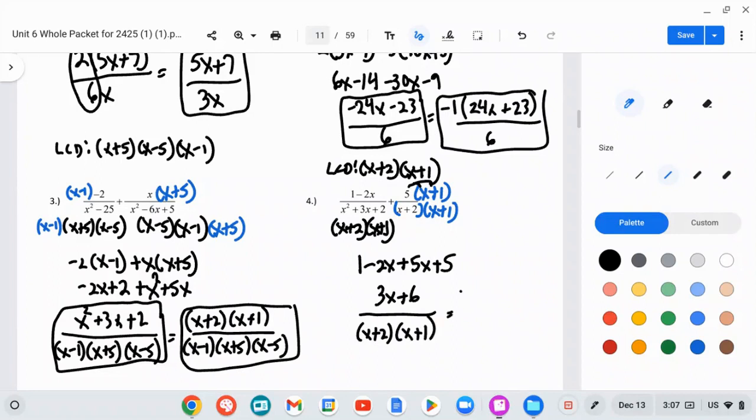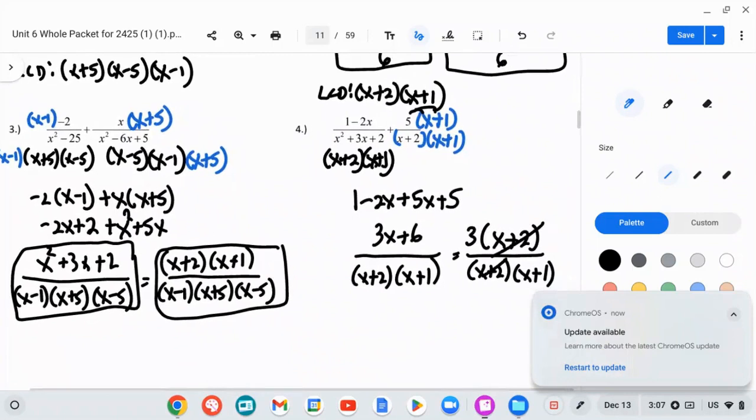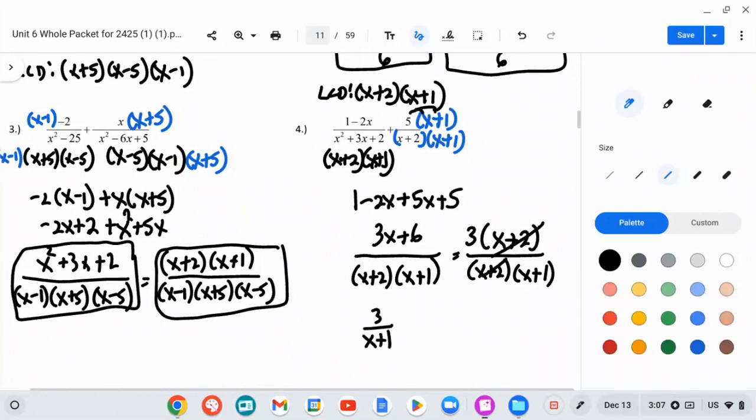So if I pull out a GCF, I get a 3 on the outside, x plus 2. Ooh, I see some that cancels. This is nice. I like these ones. The x plus 2s are gonzo. So then in the end, we get a 3 on top and an x plus 1 on the bottom. So that'd be the answer for number 4.